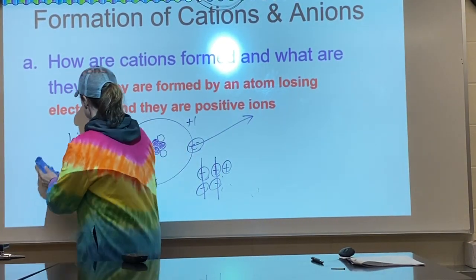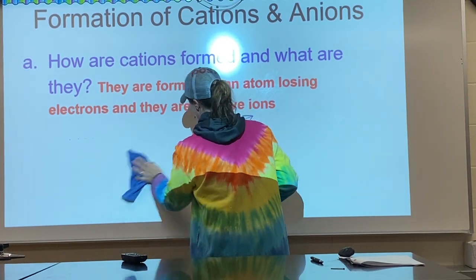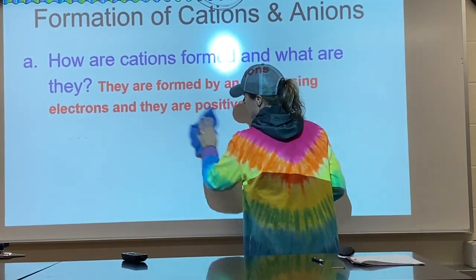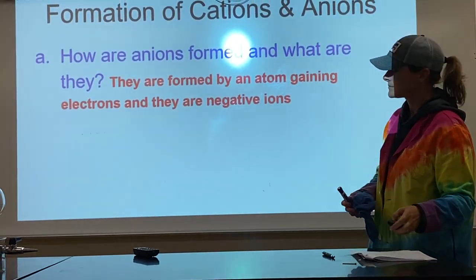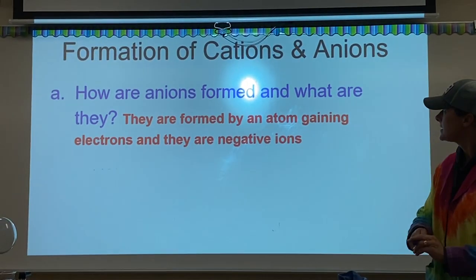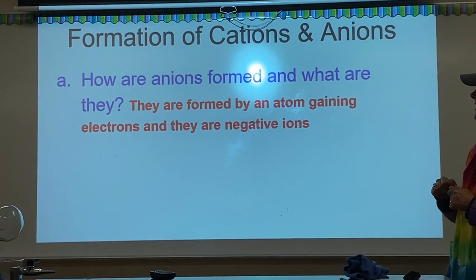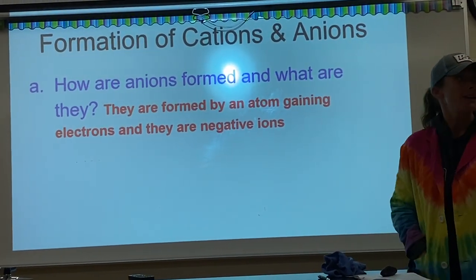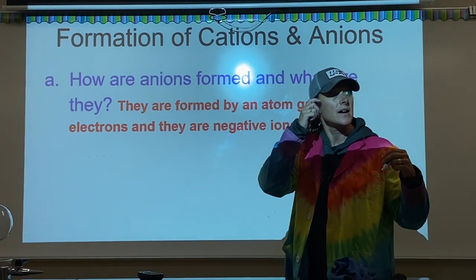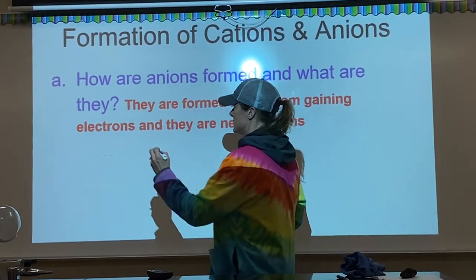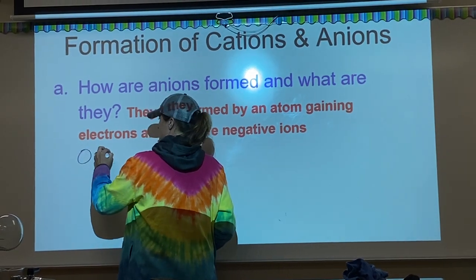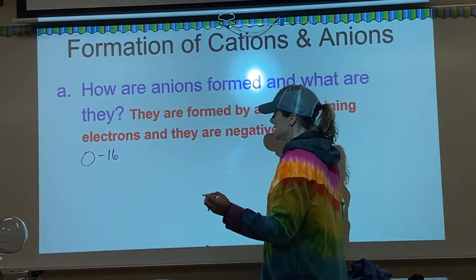The last thing we want to talk about today are anions. So what are they, and then how are they formed? So let's get that definition in. So anions, what are they? They're formed by an atom gaining electrons, and they're a negative ion. So I'm going to pick on, we'll use oxygen. And let's say that we have maybe oxygen 16. So if I were to try and draw what oxygen 16 is going to look like.